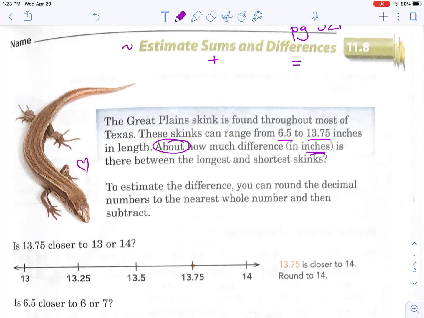So if I have one skink here, this is my awesome skink, here's his little legs, and then he's 6.5 inches, and then my other skink here, he is even more awesome looking, and he's about 13.75 inches. He's the longest. There's the longest one and the shortest one. They're asking, what is the difference between the two? So remember, difference, when you know the whole and you want to subtract the part and find the difference, you're going to use subtraction. So that's what they're asking in general.